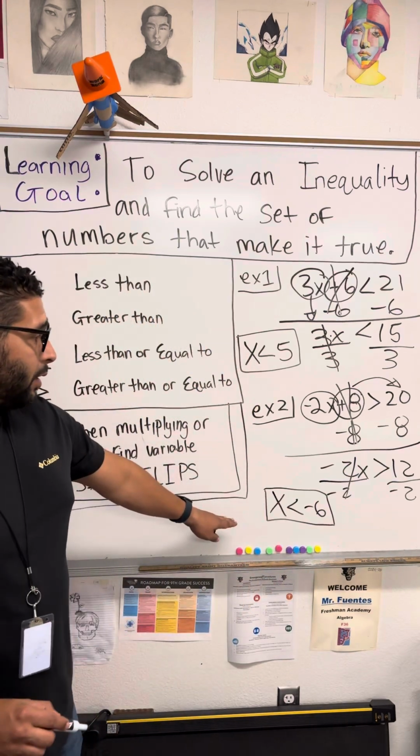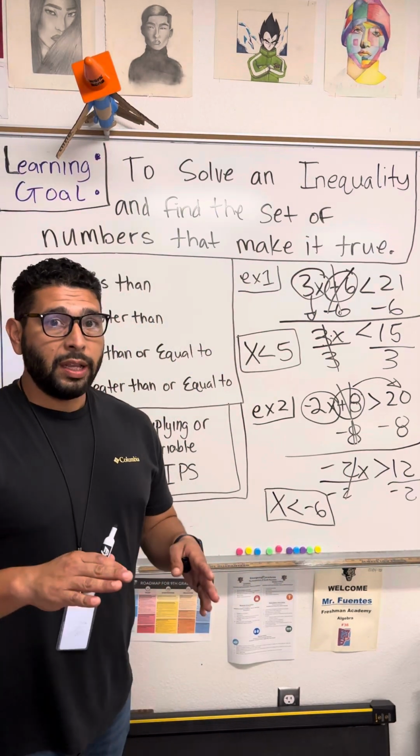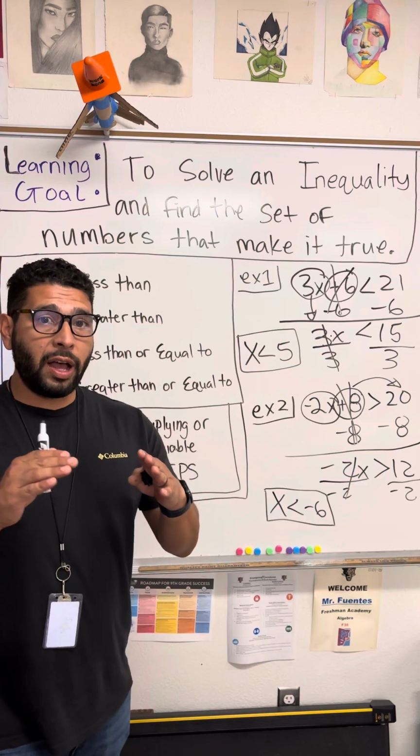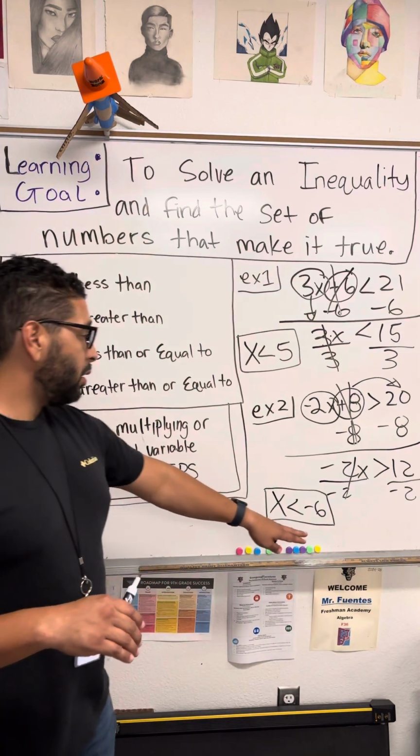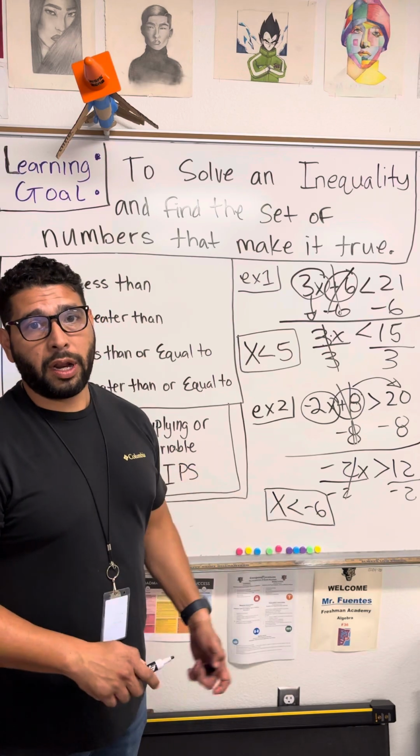All right, so just like that. That's one of the key things you got to remember is whenever you multiply or divide to find the variable, the inequality sign flips.